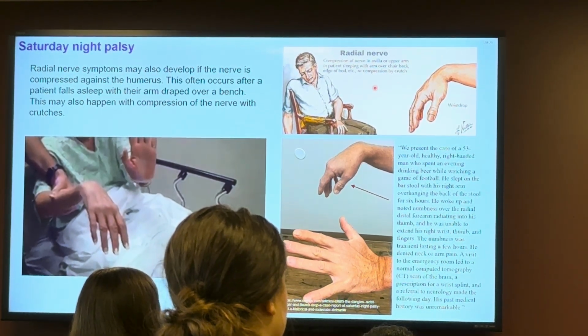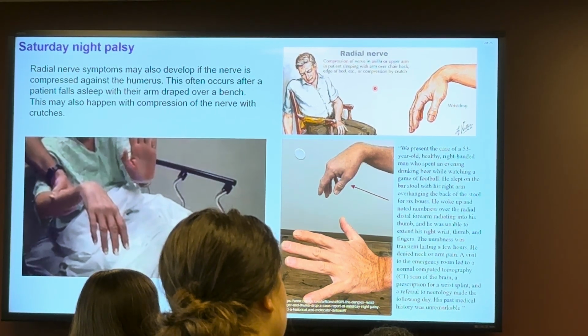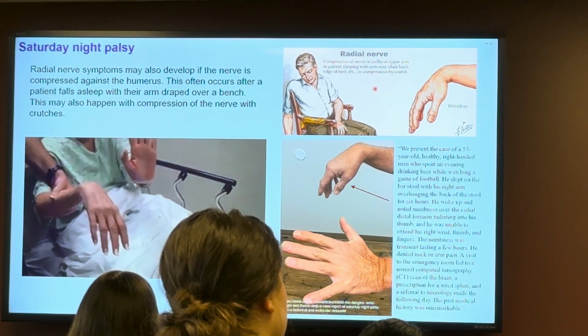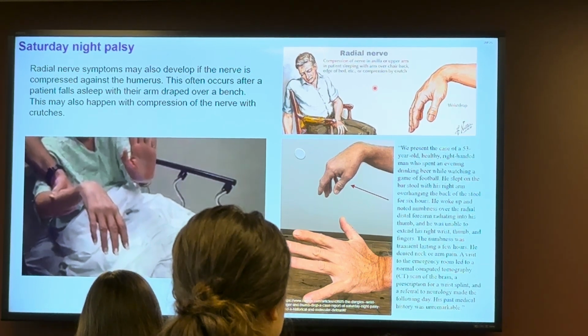And their arm being draped over the chair on the back acts kind of like a mid-shaft humeral fracture, except instead of fracturing the humerus, it's compressing the radial nerve against the humerus and causing it to get angry. So it's compressing the radial nerve and giving you the symptoms of a radial nerve lesion. Does that make sense? It's radial nerve injuries.